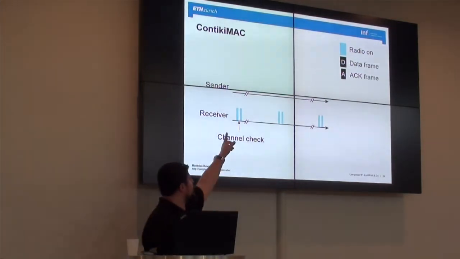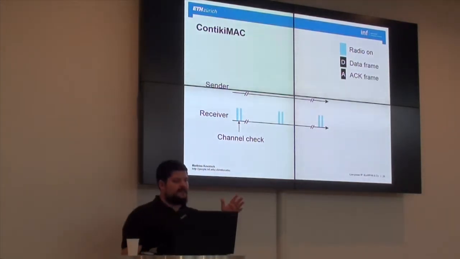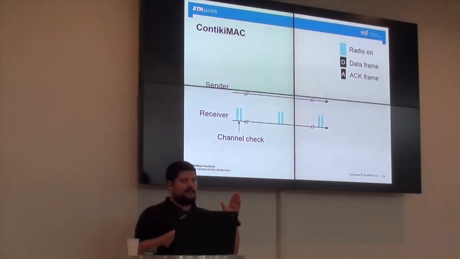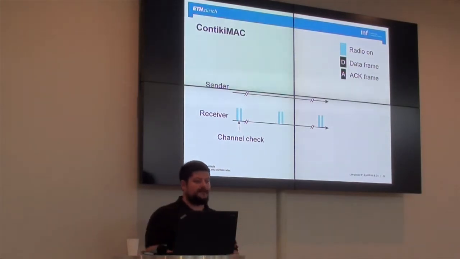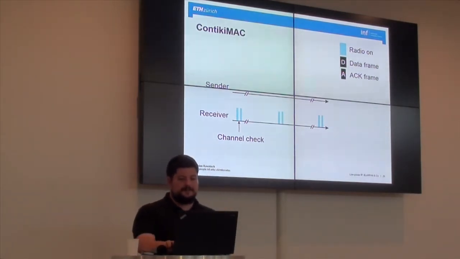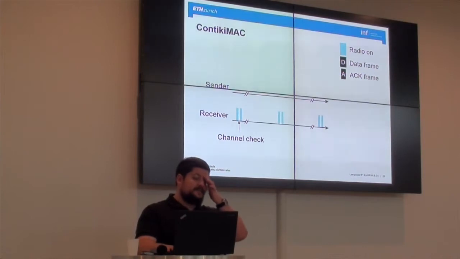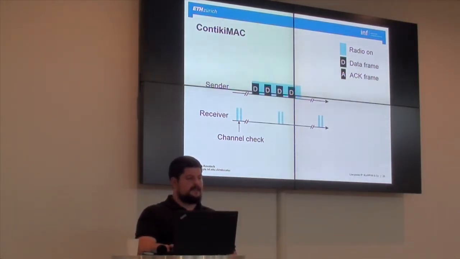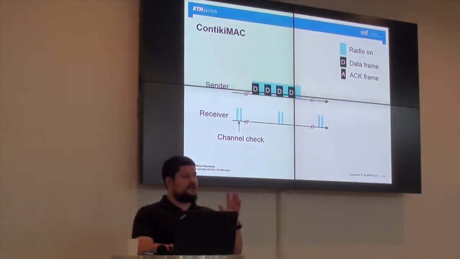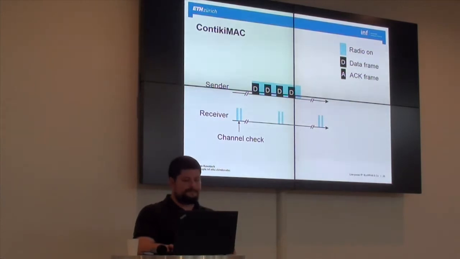So you see two bars here. It's because it checks, is there energy on the channel? And after a short time it checks again, because there could also be just one spike because of noise. So you have these two checks and do this periodically. Basically, is there someone sending? Should I listen in? And if the sender wants to send something, it just switches on the radio and starts strobing basically the data packet.